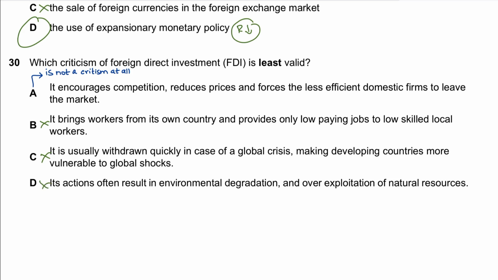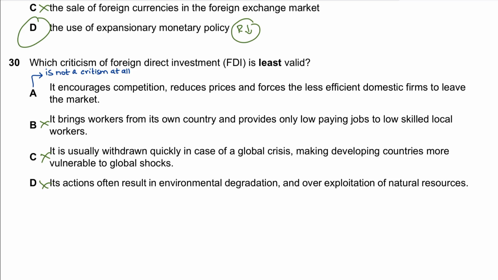Option D says its actions often result in environmental degradation. Again, this is a valid criticism because FDI could result in environmental problems and damages like deforestation, excessive mining, pollution, depletion of natural resources, all valid criticisms. Usually multinational companies exploit weaker environmental regulations because developing countries have weaker environmental regulations. So this is a valid criticism.